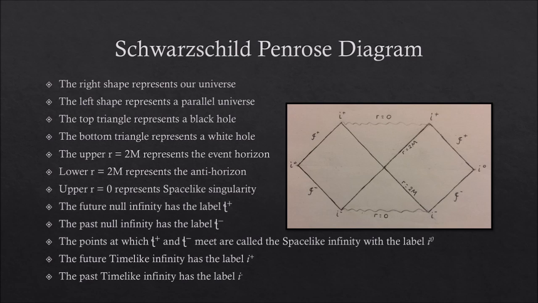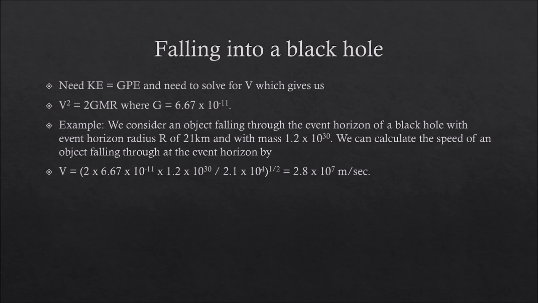The future null infinity is the scri plus. The past null infinity is the scri minus. That's on both sides, with the universe and parallel universe. Where scri plus and scri minus meet is the space-like infinity, which has the label I0. The future time-like infinity has the label I plus, and the past time-like infinity has the label I minus. And that's sort of the whole basis of the Penrose diagram. Once you understand the ins and outs of it, it's alright, but I wish I had annotated it a bit better.